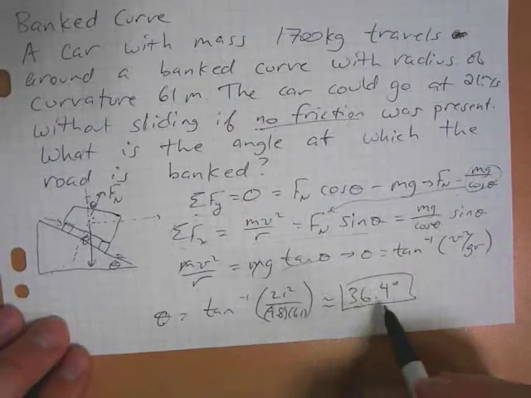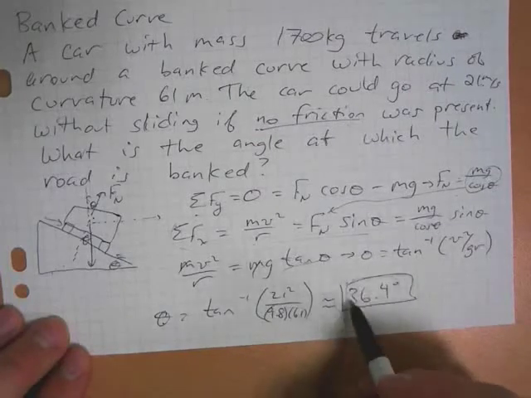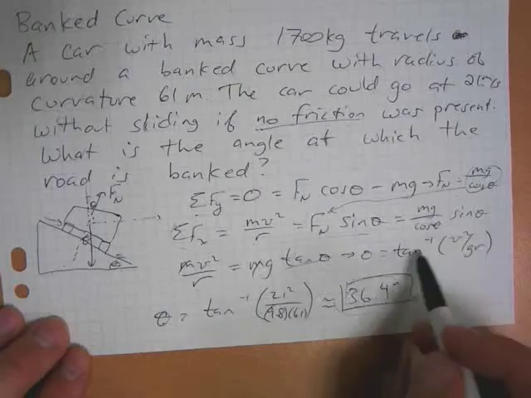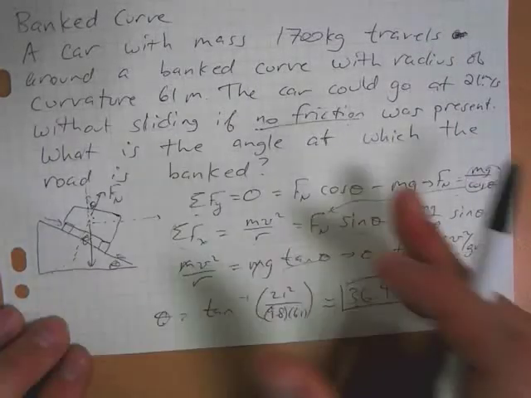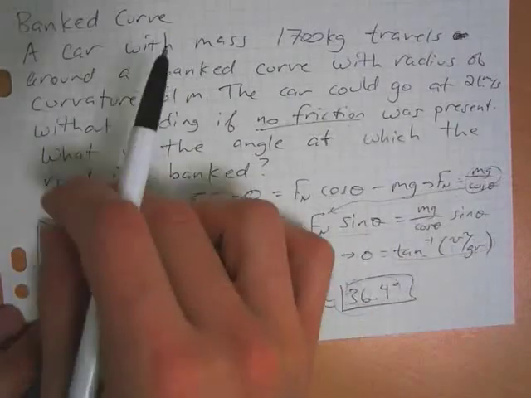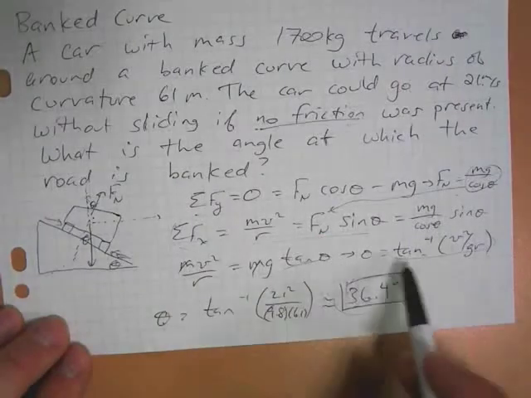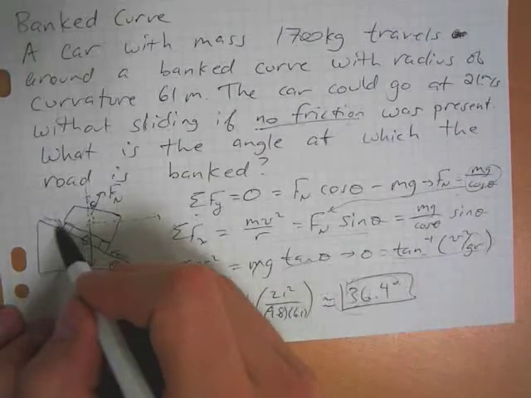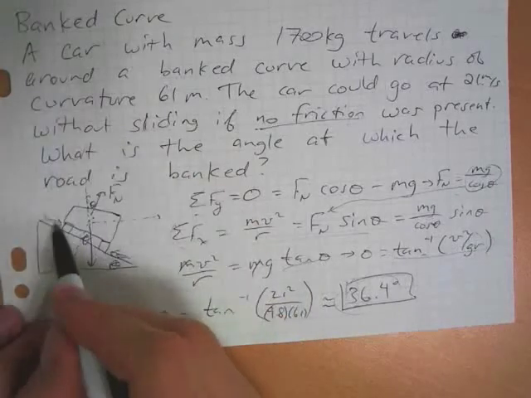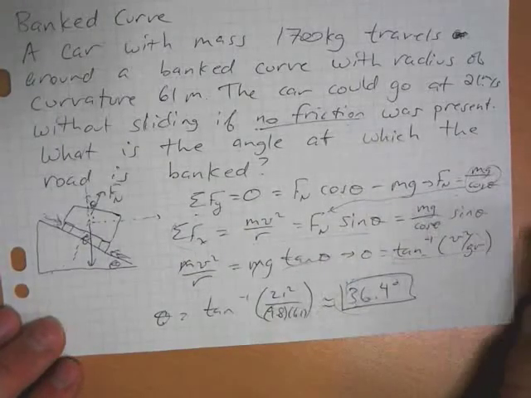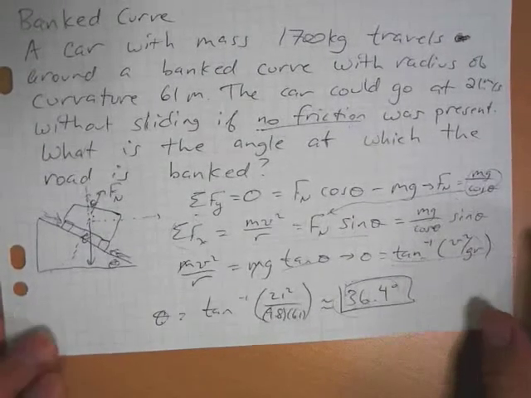You have to look at the rest of your forces and compare the velocity and the angle, and if the angle is bigger than this arctan of v squared over gr, if the angle is larger than that, then the car is going to tend to slide toward the middle and the friction would go up the ramp. If the angle is smaller than that, then the car would tend to skid off to the side and friction would be pointing in this direction. That gets kind of complicated because you don't know whether to add or subtract it until you've done that little comparison.